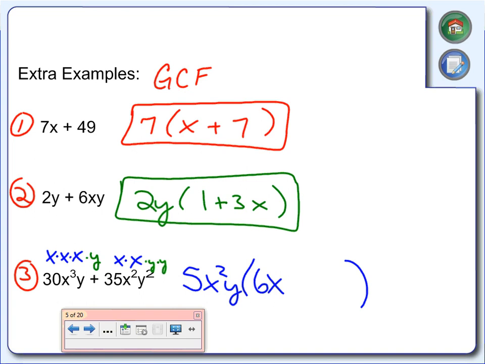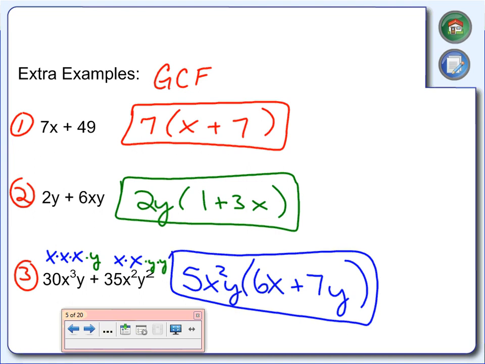5x squared y times what gives me the 35x squared y squared? 5 times what is 35, guys? 7. I've got the x squared part already. I need a y squared though. What am I going to need to put on that 7 to get a y squared? Another y. Y times y would give me a y squared. So these are my factors. When you multiply those two things together, that's the answer you're going to get right there. This is called GCF, greatest common factor.